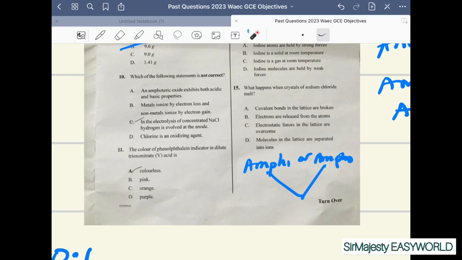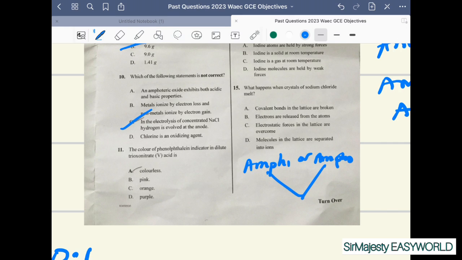They say in the electrolysis of concentrated sodium chloride, hydrogen is evolved at the anode. Anode? No, hydrogen can never be evolved at the anode during electrolysis because hydrogen is positively charged, and when it is positively charged, it goes to the cathode, which is negatively charged during electrolysis. So the statement in C is incorrect. So the answer is C.